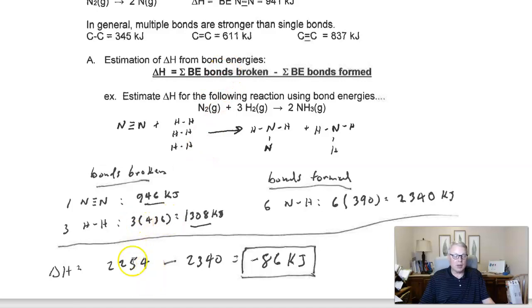All you got to do is take your bonds broken minus bonds formed. So 2254 minus 2340 is equal to negative 86 kilojoules. And there's your delta H. No Hess's law. And that's another way that I can calculate delta H. So I've shown you three different ways that you can calculate delta H. You can use Hess's law, you can use heats of formation, and you can use bond energies.